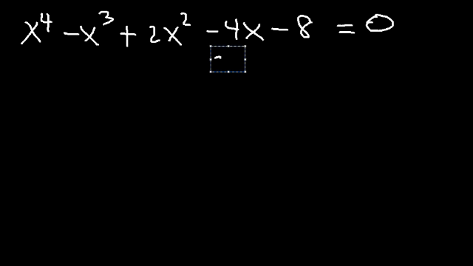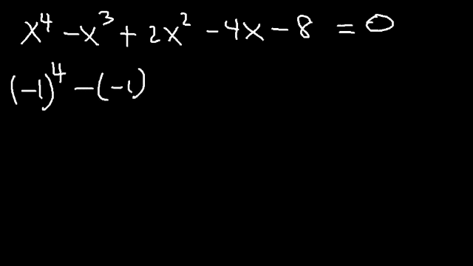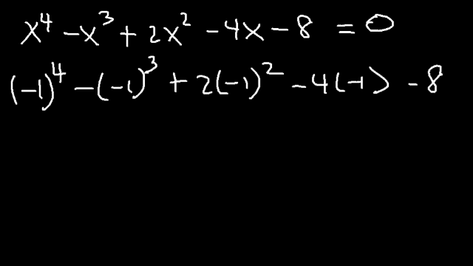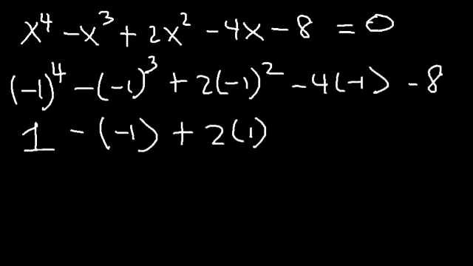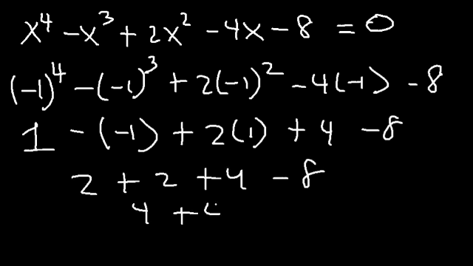Let's try negative 1. Negative 1 to the fourth is 1. Negative 1 to the third is negative 1. Negative 1 squared is 1. Negative 4 times negative 1 is plus 4. 1 minus negative 1 is the same as 1 plus 1, which is 2. 2 plus 2 is 4. 4 plus 4 is 8. 8 minus 8 is 0. So negative 1 is a factor.